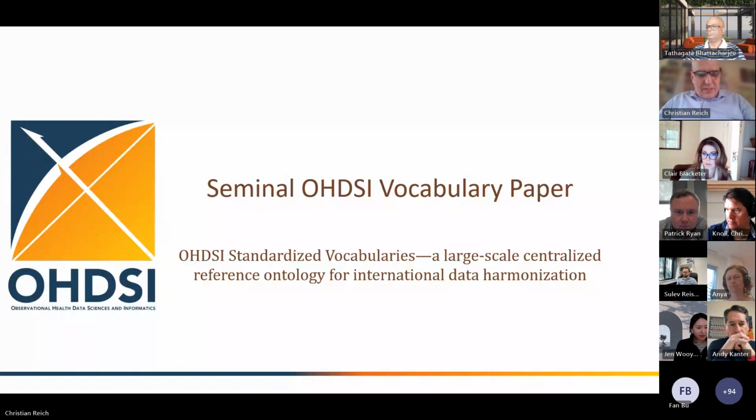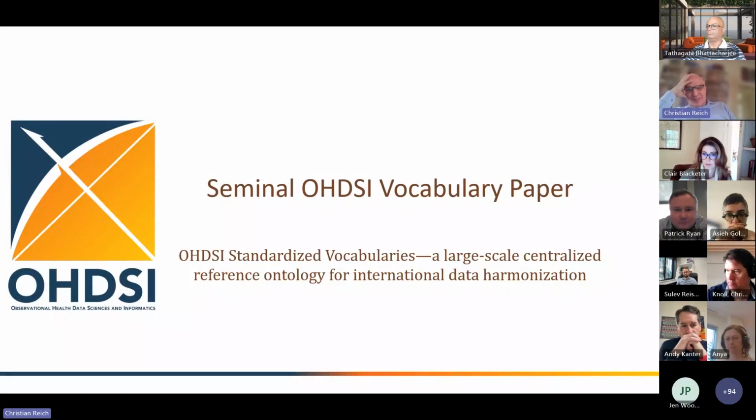Presenting the vocabulary paper that we've been waiting for a long time, because it's kind of foundational for what we are all doing. It came out in March of this year. The title is OHDSI Standardized Vocabularies. We no longer call it OMOP Standardized Vocabularies. The official name that we all should use, so people don't get confused, is OHDSI Standardized Vocabularies, a large-scale centralized reference ontology for international data harmonization.